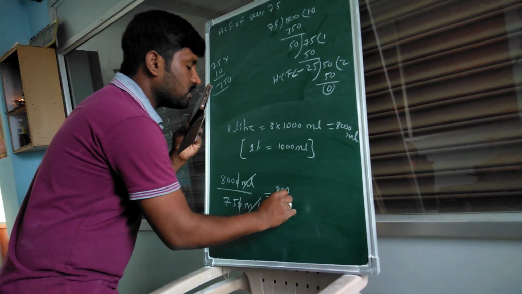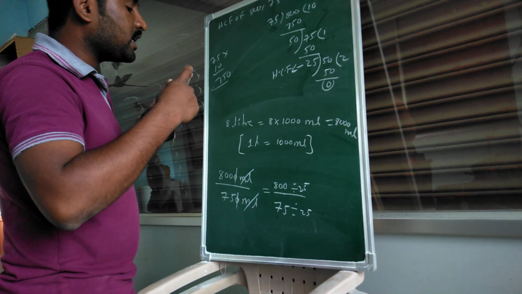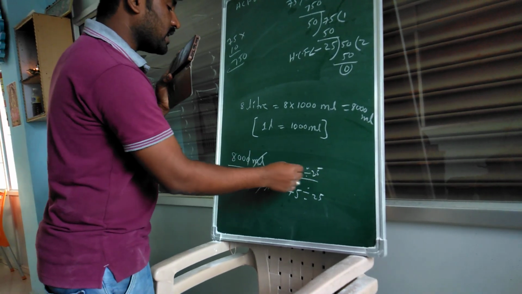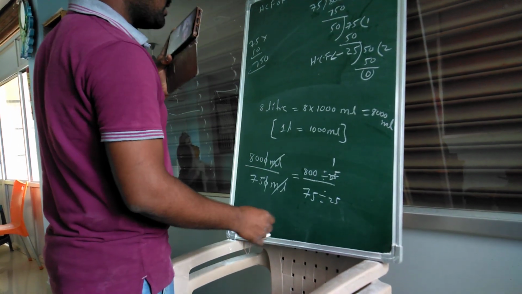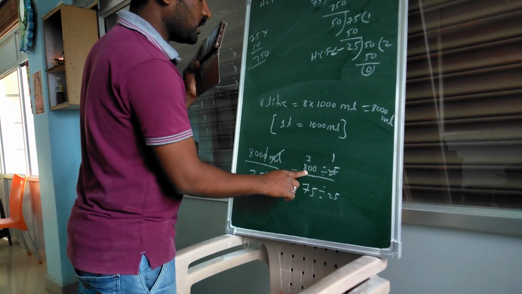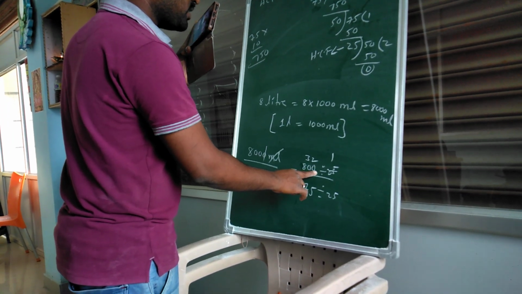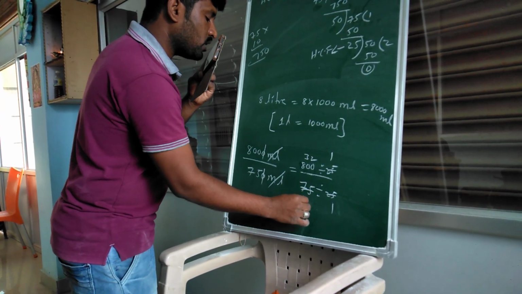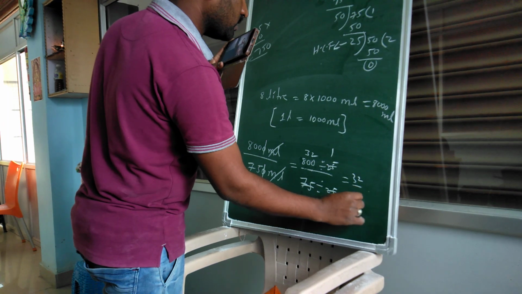Then what should we divide with? We should divide with 25, because their highest common factor is 25. If we cancel 800 with 25: 25 ones are 25, 25 threes are 75, and 25 twos are 50. Then we are getting 32 by 3.